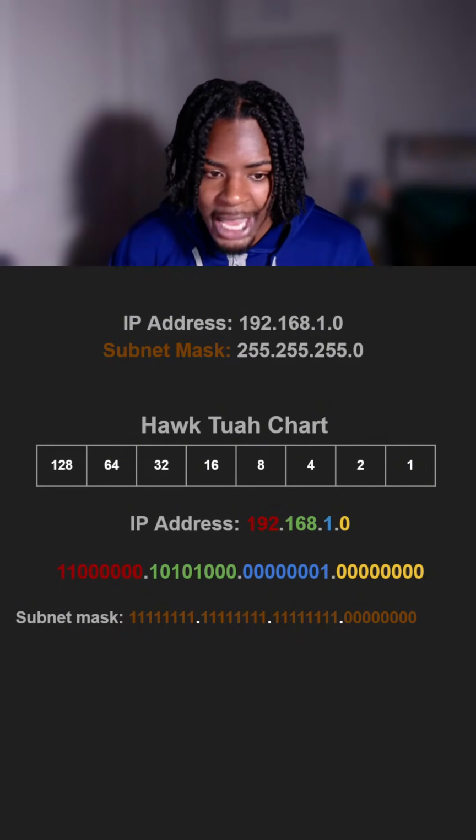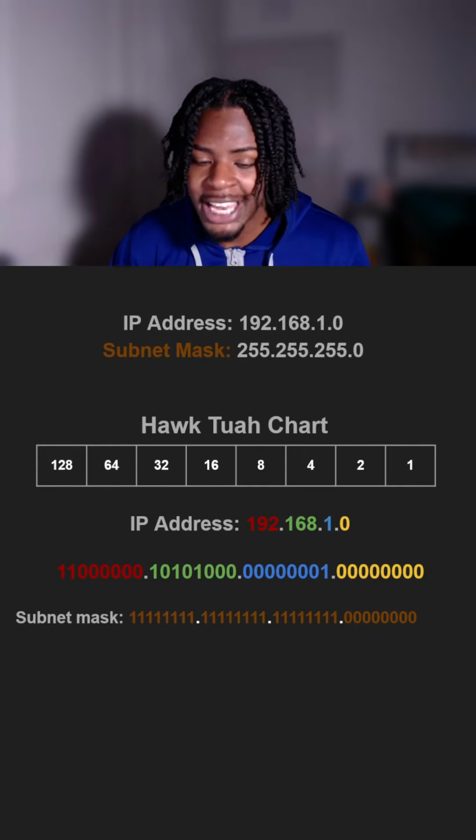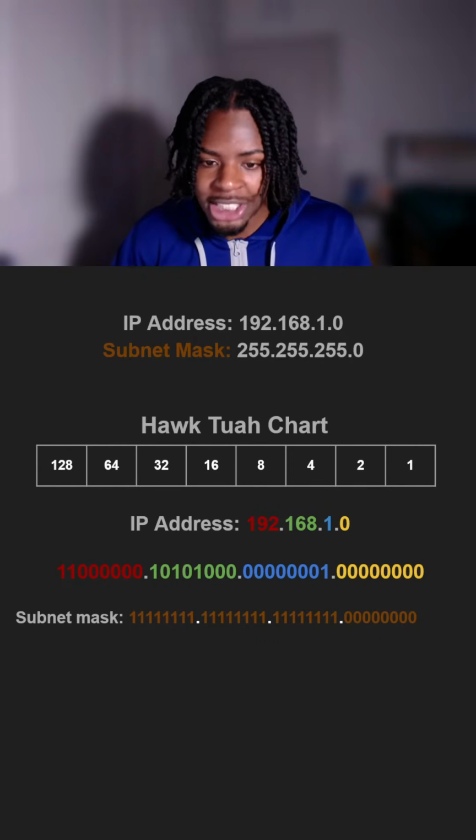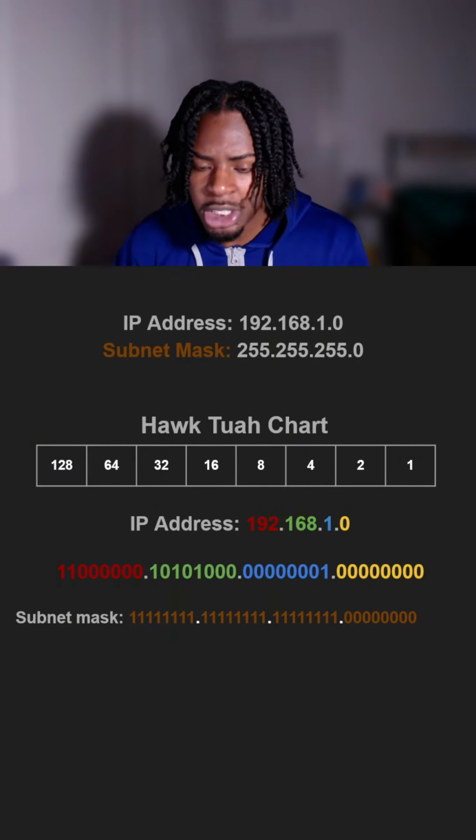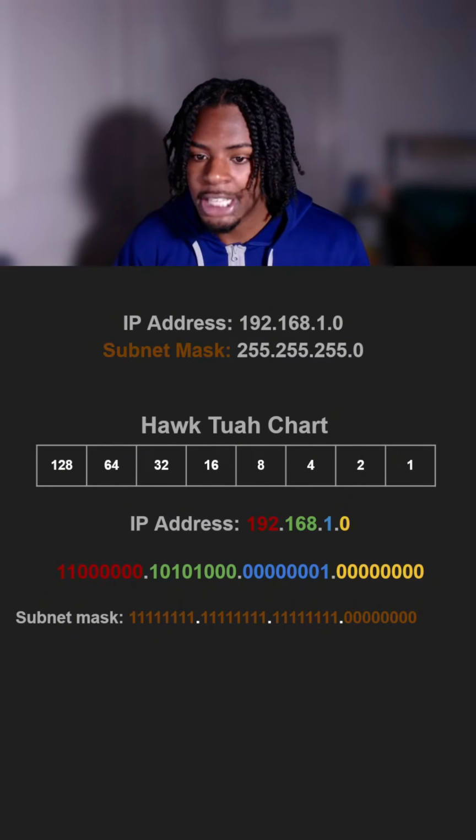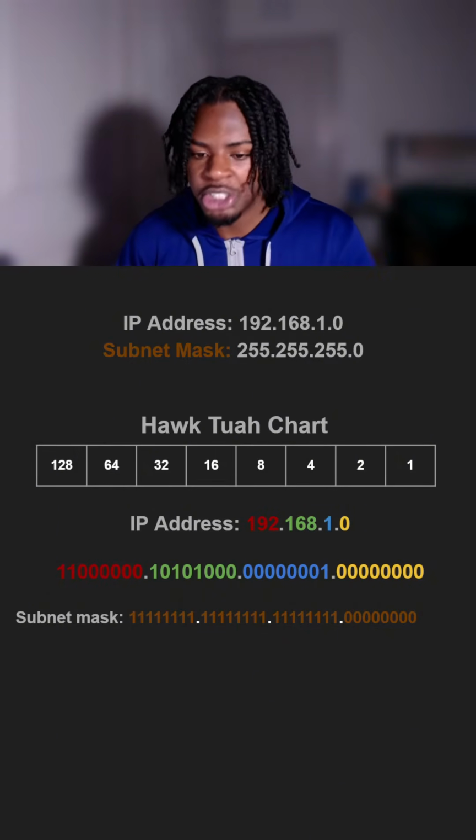Now for 168, we see that 128 plus 32 plus 8 is equal to 168. We're going to put 1s in those spots and 0s in the rest. We go to the next number, which is 1, and we see that's on the hot to it chart, and it's in the last spot, so we're going to put the 1 there and 0s in the rest. We have 0, so it's going to be straight 0s.